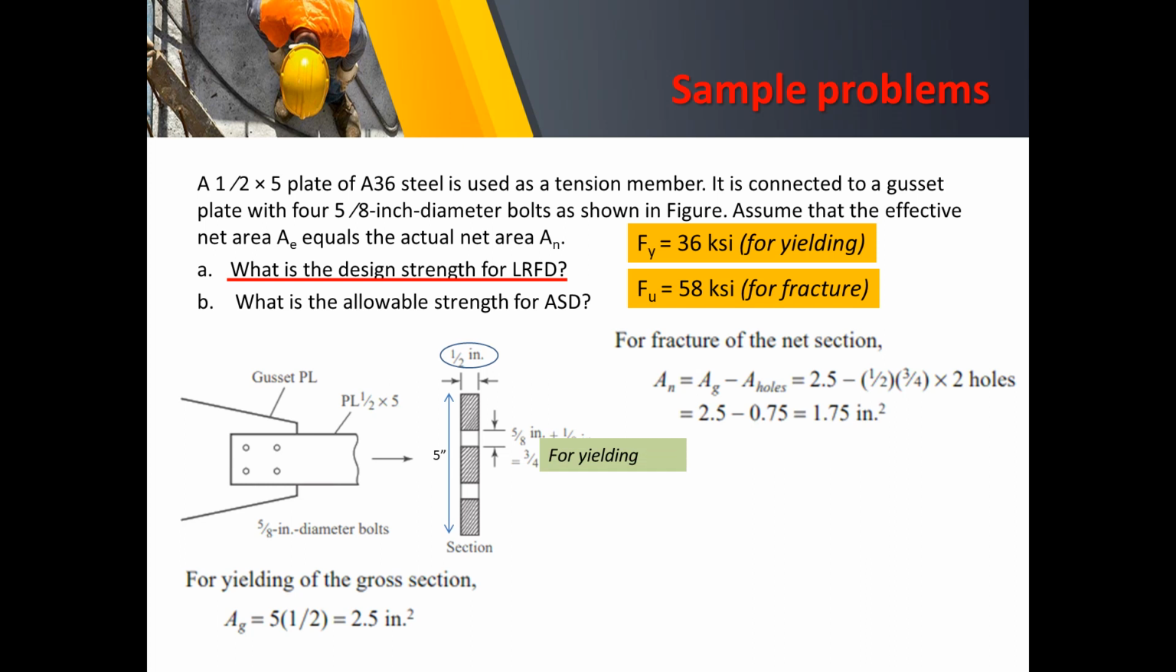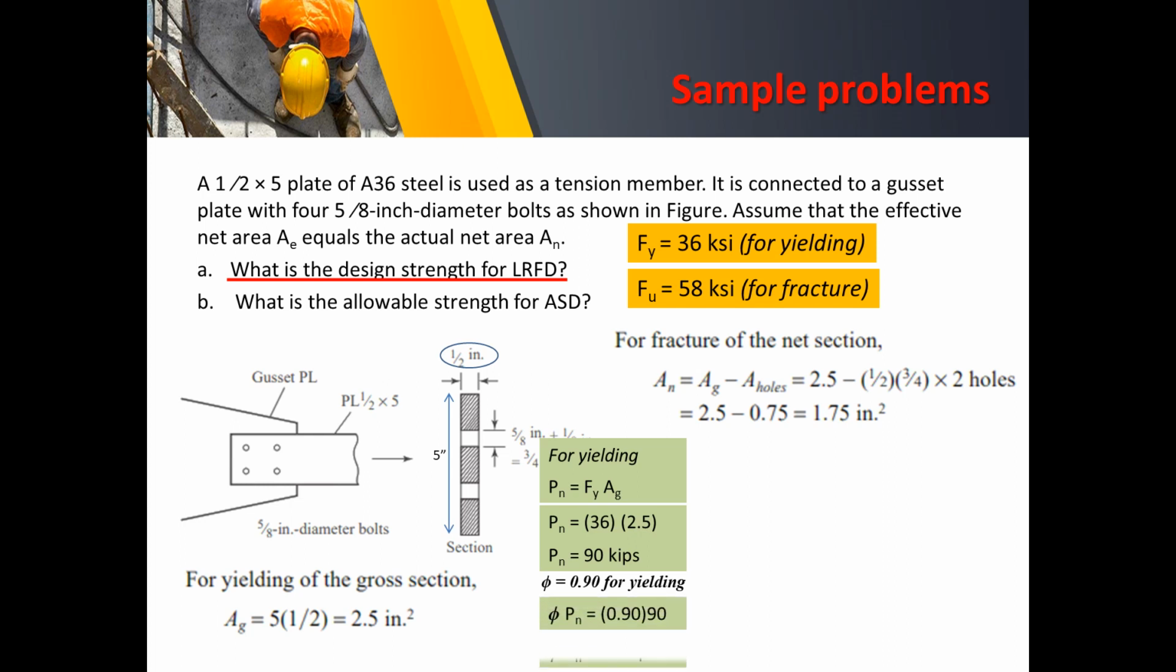Hence, we can now compute for yielding that P_n is equal to F_y A_g. All we need is to multiply that by the gross area. So 36 times 2.5 is 90 kips. Phi for yielding is 0.9. Phi P_n is 90% of 90, and that would equate to 81 kips.